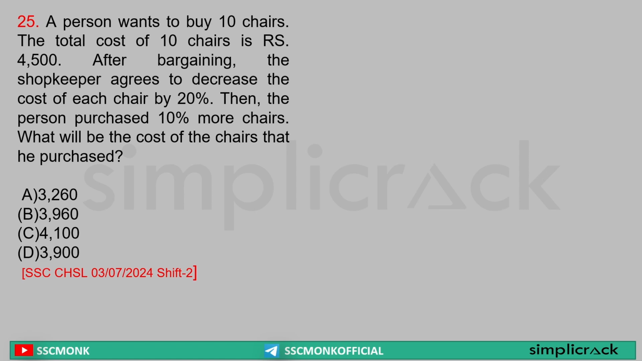Now, very simple question. The customer wants to buy 10 chairs. Previously he was selling 10 chairs for 4,500. Now the customer bargained. He told that he will give a discount of 20% on each chair, each chair or total, same thing. So each chair price is 4,500 divided by 10, that is equal to 450. A 20% discount means 4 by 5. 5 nines are 45, that is equal to 360.